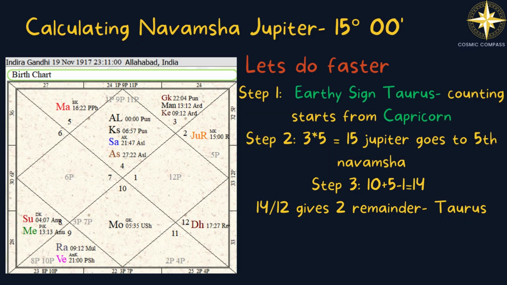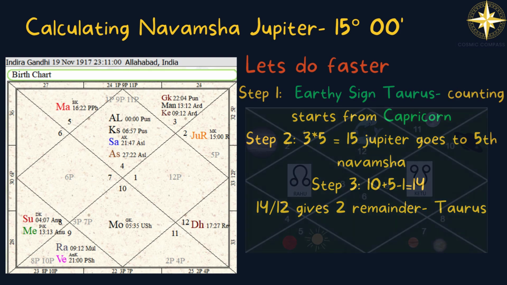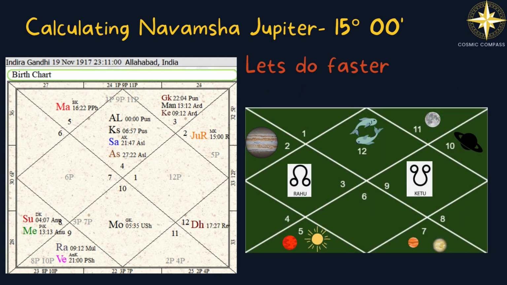Calculating Navamsha Jupiter, 15 degrees 0 minutes. Step 1. Earthy sign Taurus. Counting starts from Capricorn. Step 2. 3 times 5 equals 15. Jupiter goes to 5th Navamsha. Step 3. 10 plus 5 minus 1 equals 14. 14 divided by 12 gives 2 remainder, Taurus.